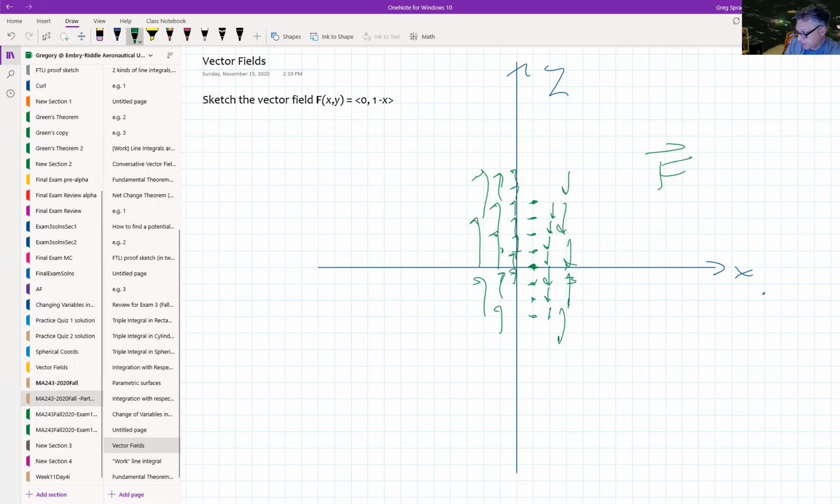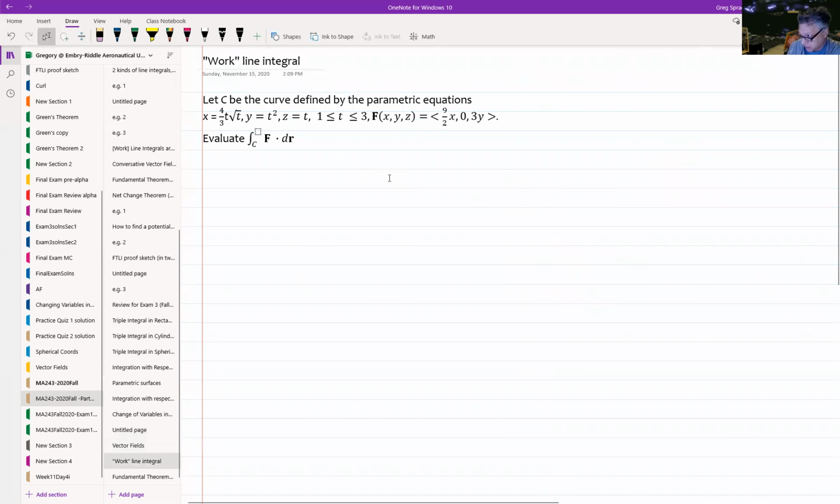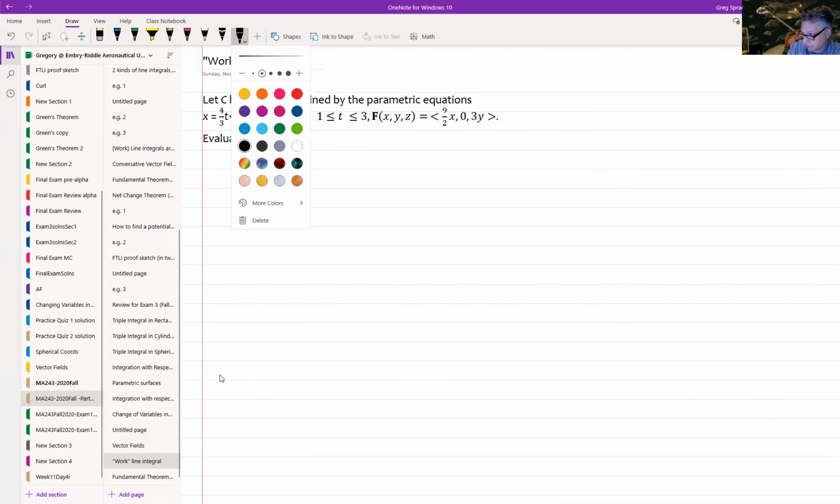Now, notice that this vector field creates a clockwise rotation, and very soon we're going to learn how to calculate its curl. The curl is negative because it creates a clockwise rotation. Okay, next, a so-called work line integral. I may have a little deja vu here because this is the same curve that I used in the previous example. So we can recycle some of our work.